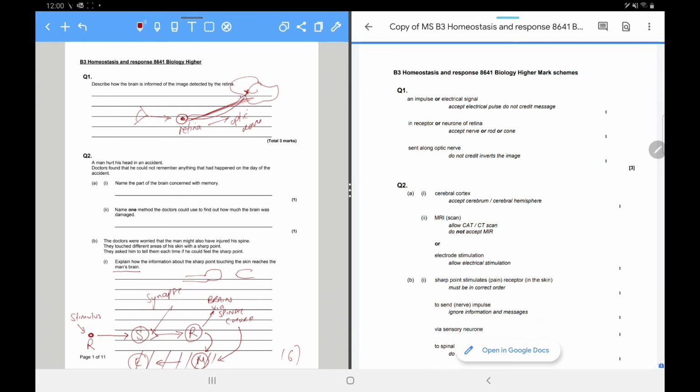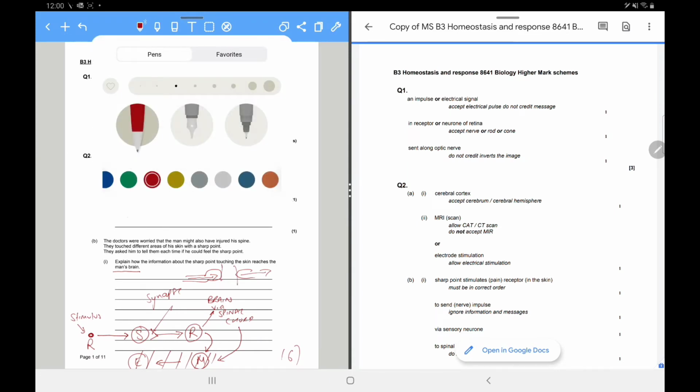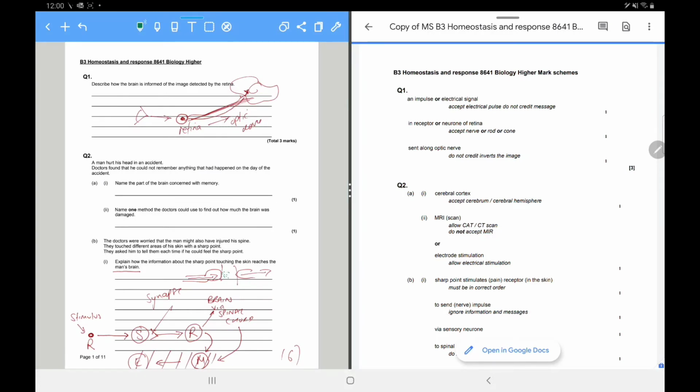So with a synapse, we've got a neuron which is joined to another neuron, but there's a gap. Into this gap is a diffusion of what we call a neurotransmitter, which diffuses across the gap and causes the electrical impulse to be carried on from neuron A to neuron B. So this would be the same between a sensory neuron and a relay neuron and a motor neuron.